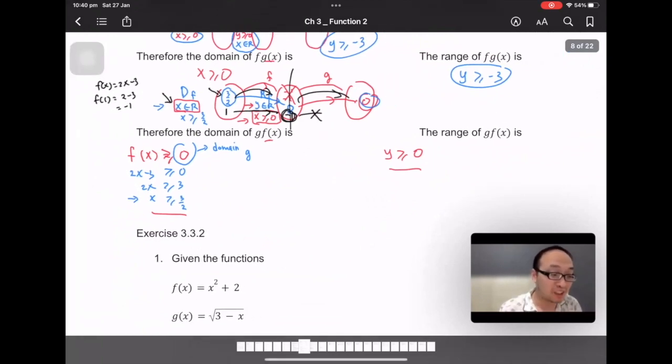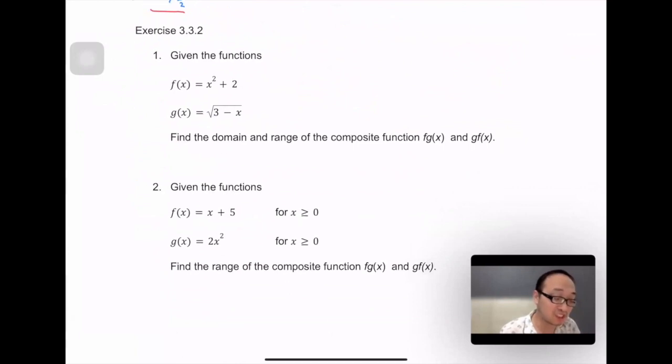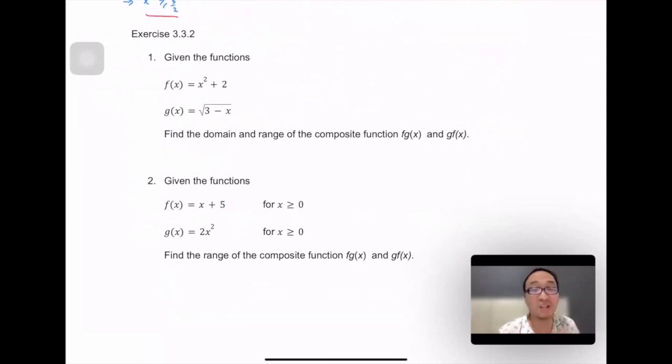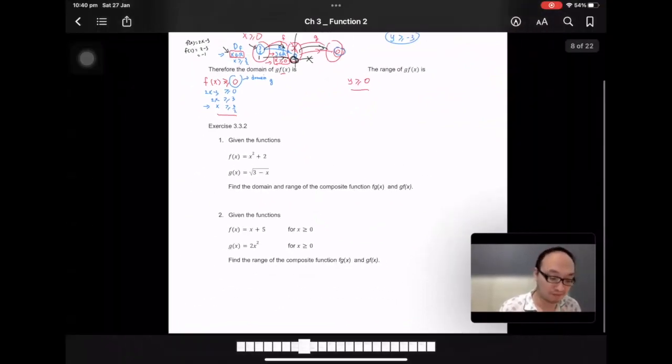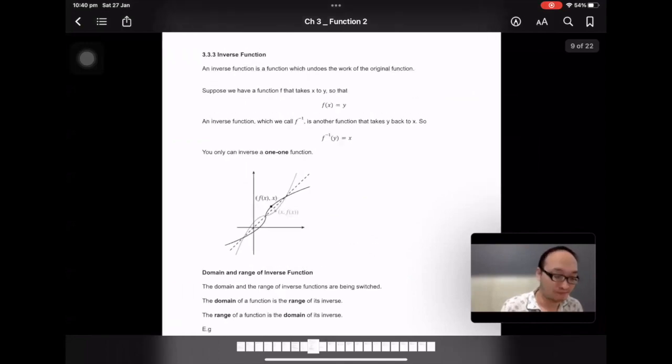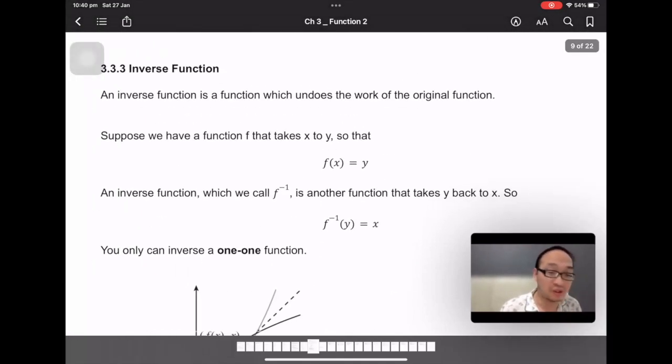And that's for the domain and the range. This is the exercise, so you can try again as practice. And we continue to the last part of this topic.